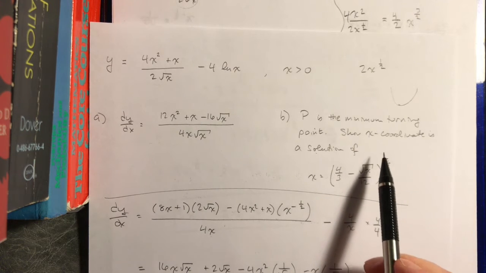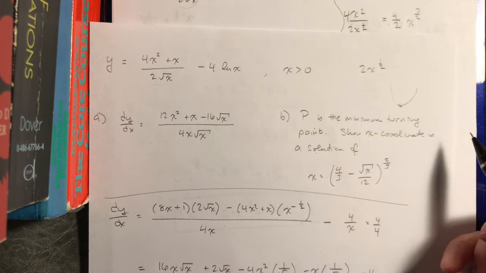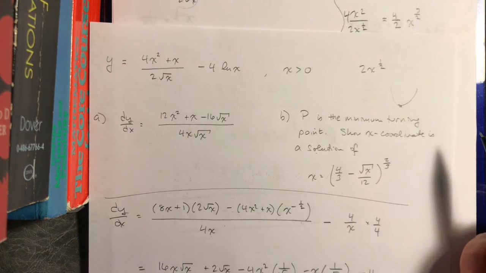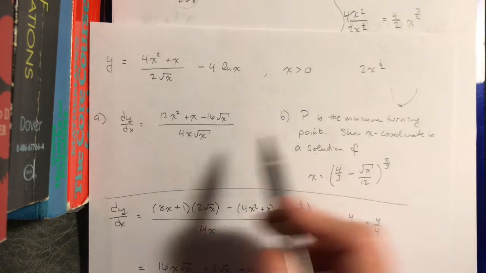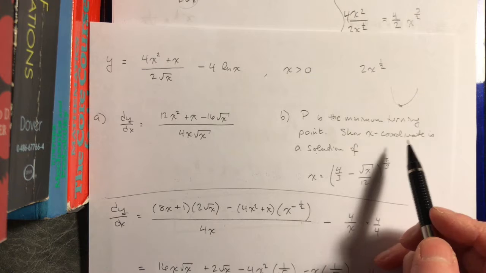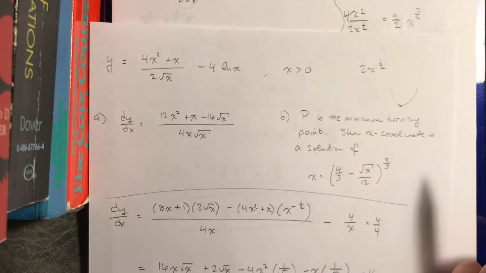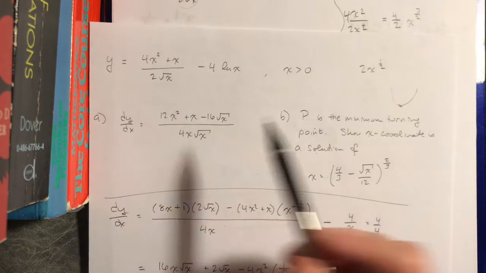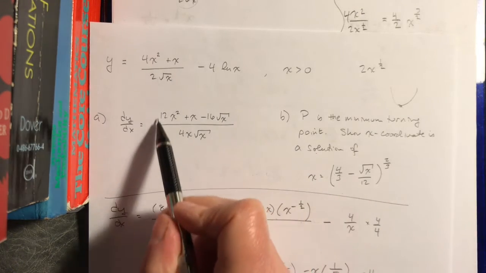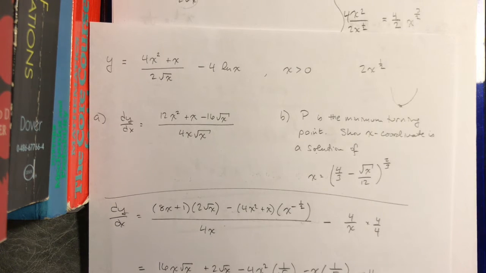So if you are a minimum turning point, i.e. a stationary point on the curve, well, stationary points, or turning points, happen where the derivative equals 0. So what we need to do is take this, set it equal to 0, and try to shove it around into that format.